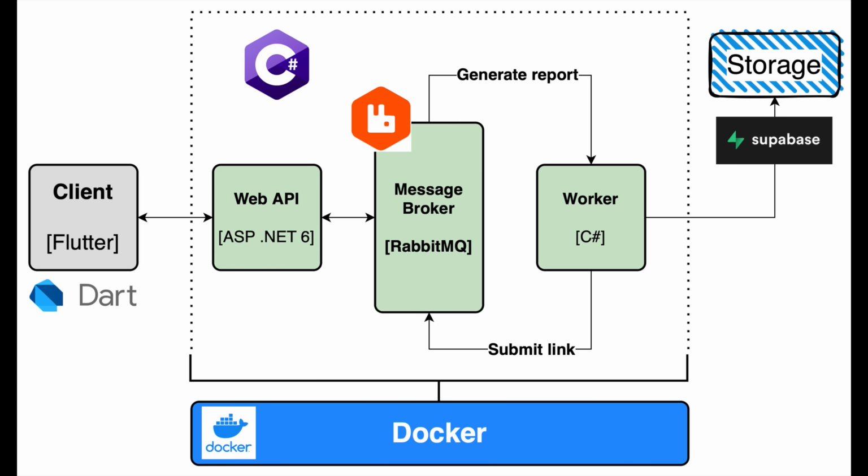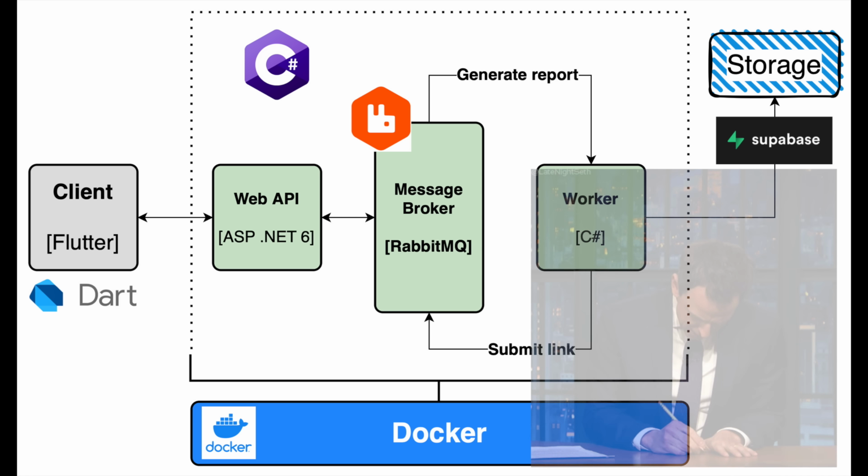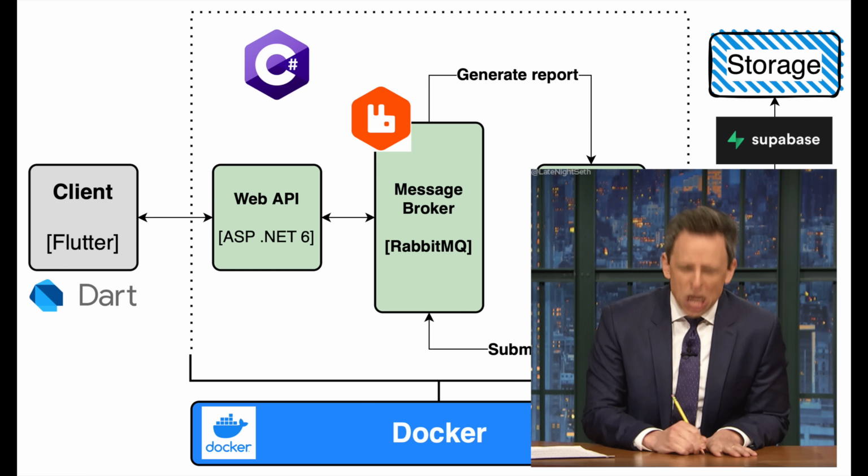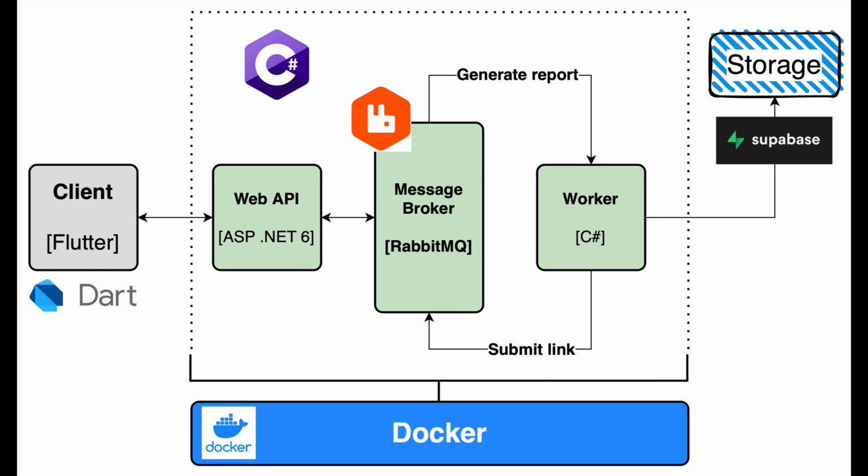Today I want to show you a microservice architecture example. I'm going to use C#, ASP.NET 6 Web API, and develop one worker to generate reports in Excel. I will use an XML library for it, upload this report to Supabase Storage and return the link to my client, which I want to build on Flutter.